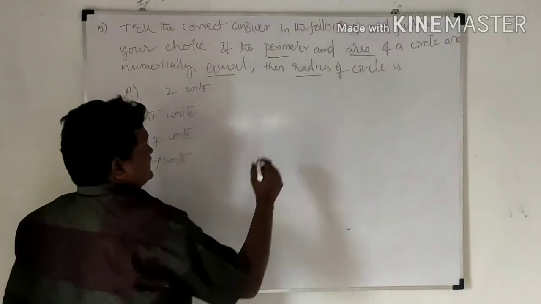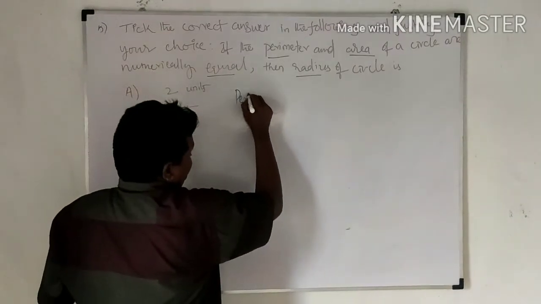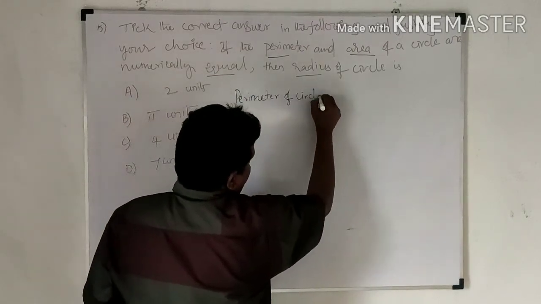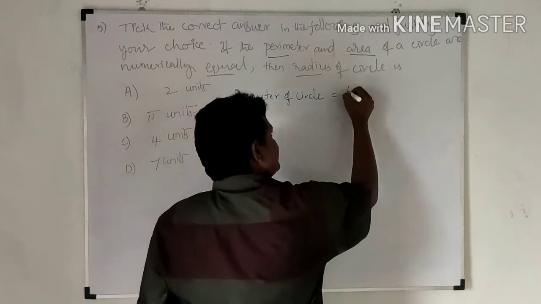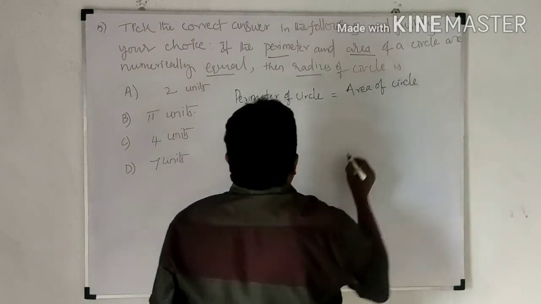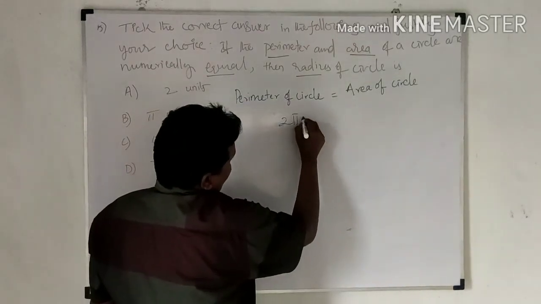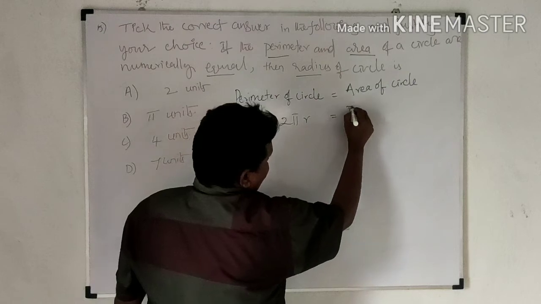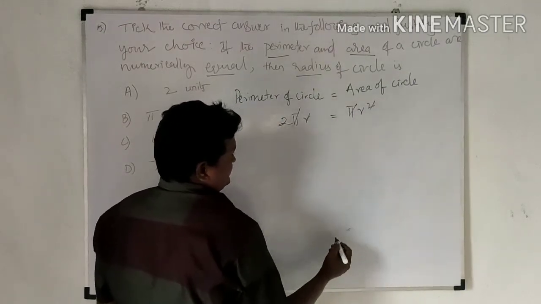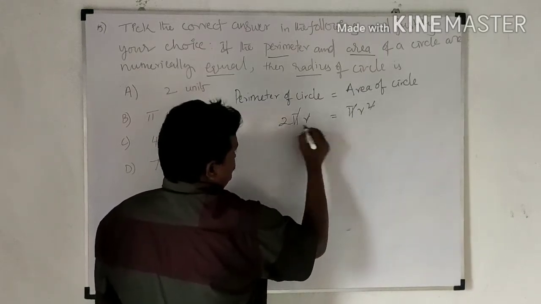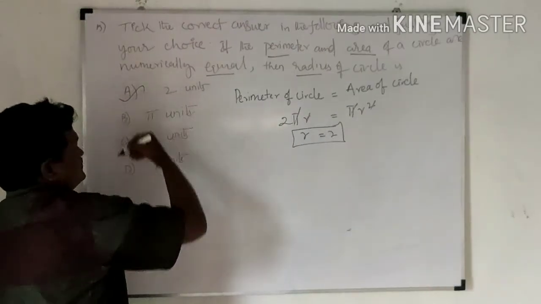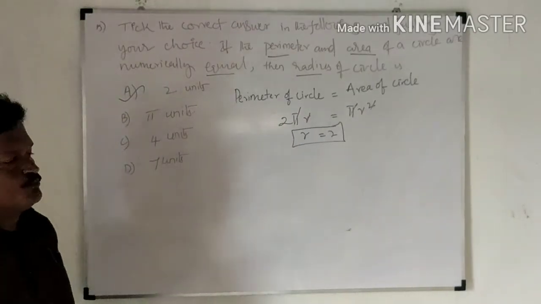Here it is given that the perimeter of the circle is equal to the area of the circle. The perimeter of the circle formula is 2 pi r, the area of the circle is pi r square. See, pi gets cancelled, here 1 r cancels. Now r is equal to 2. So radius is equal to how many units? 2 units. So the first option is the correct option. This is a very simple question.